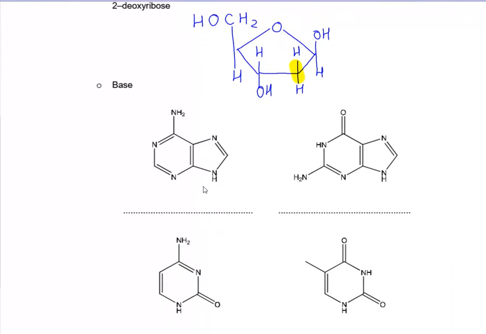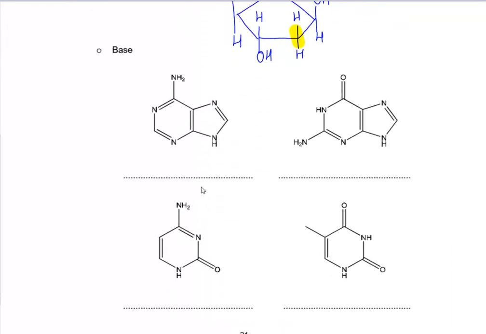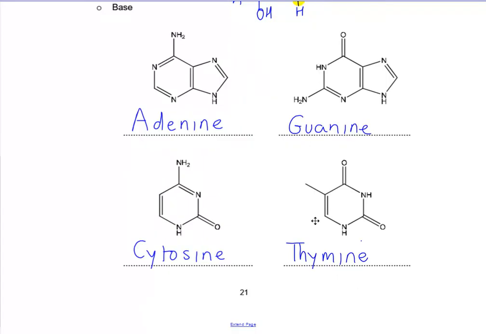Stop the video and use the data sheet to add the names of each of the 4 bases that are included in the nucleotides. The 4 bases are all examples of heterocyclic molecules. That's ring structures containing a mixture of carbon and other atoms. In all 4 cases they contain nitrogen atoms as well as carbons in the ring.